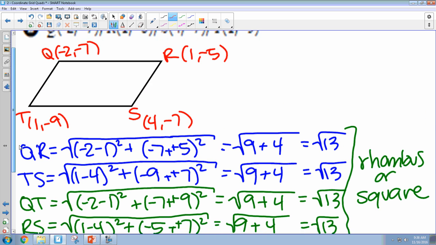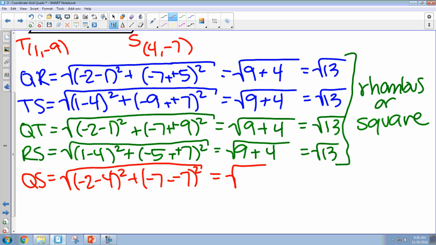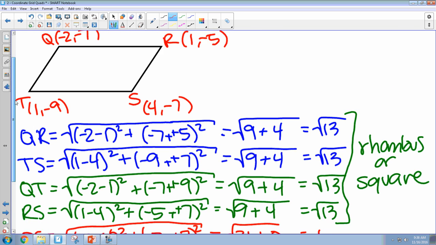Q, let me go get that ordered pair, is -2, -7. So (-2 minus 4) squared plus (-7 minus -7) squared. -2 minus 4 is 6, squared is 36. These end up canceling out, so plus 0, which gives you square root of 36, or just 6 when you square root that. The last one we have to do is going to be RT. Again, I'll go up and get the ordered pair for R. It is at 1, -5.